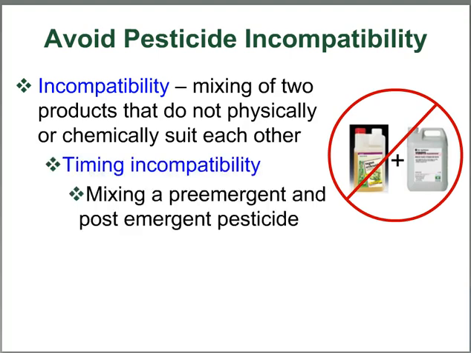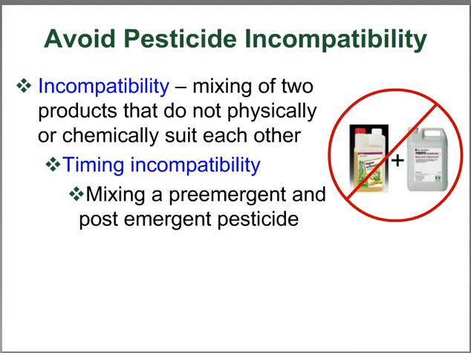The first is timing incompatibility. Mixing a pre-emergent pesticide with a post-emergent pesticide is an example of timing incompatibility. Since both herbicides are effective at different plant life stages, this mixture would be incompatible.